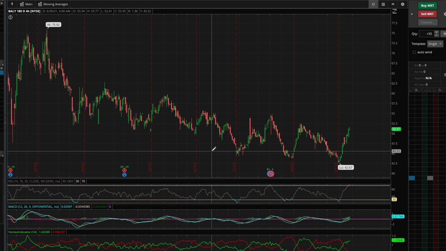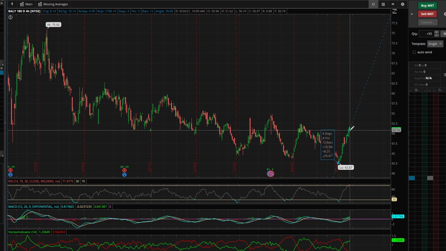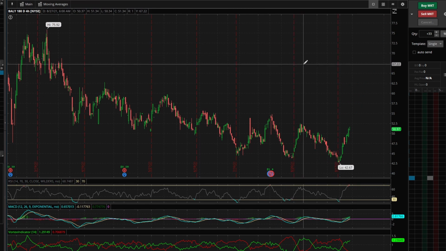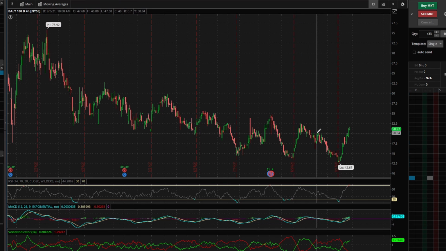So the first play we're looking at here is BALY. The reason I'm showing you guys this is because I actually just took profits on this play yesterday. Wish I held for a bit longer. I guess I wish I held in today just because it's up nearly 3% today and would have made a little bit more money. But, you know, the market was kind of getting choppy, so I just wanted to protect my profits. Always protect your profits.